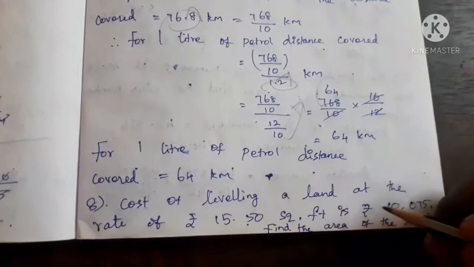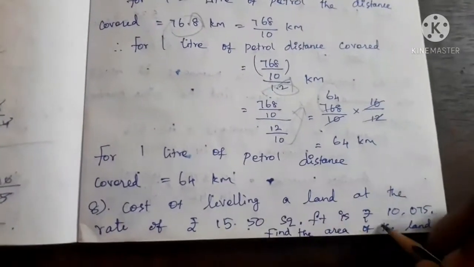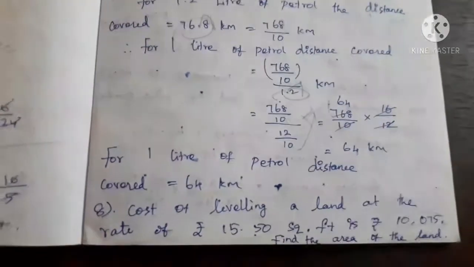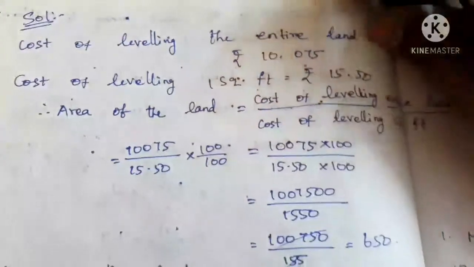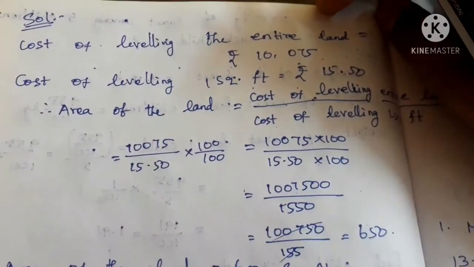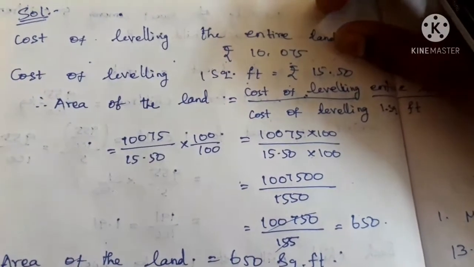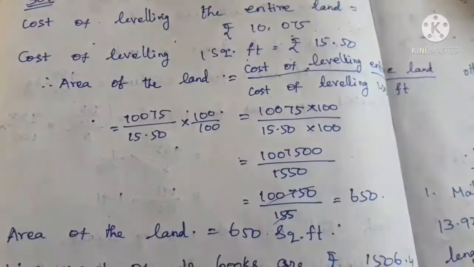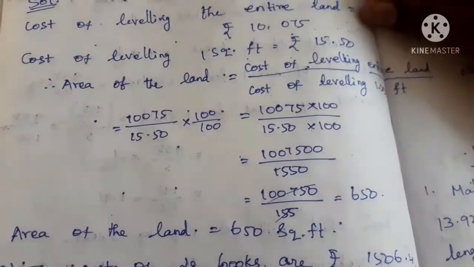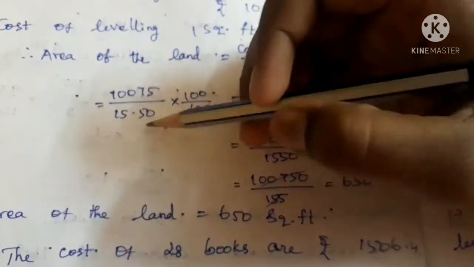They are asking, the total is 10,075 rupees. Find the area of the land. Then what should we do? We should divide this by this. The cost of leveling the entire land is 10,075 rupees. The cost of leveling 1 square feet is 15.50. Then the area of the land is the cost of leveling the entire land divided by the cost of leveling 1 square feet. So it is 10,075 by 15.50.